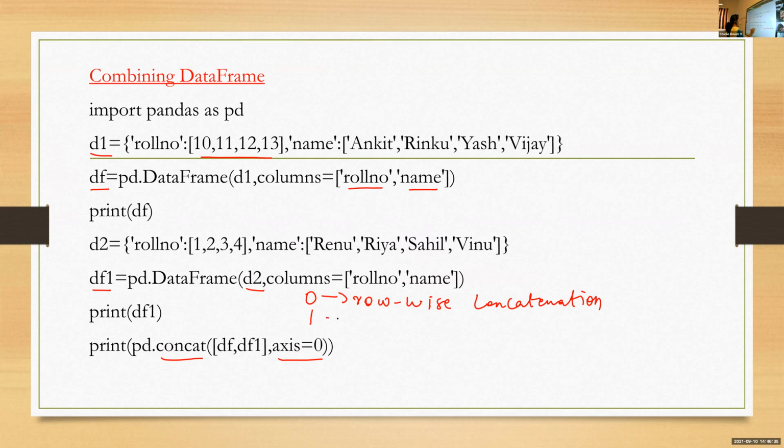If axis is equal to 1, it means column-wise concatenation. So for concatenating or joining two data frames, the built-in function used is concat. Within concat, two parameters are there. First, the data frames used for concatenation. We are using two data frames, df and df1, so first I will use df comma df1. After that, the second parameter is in which way you want to concatenate, either row-wise or column-wise. If you want row-wise, I will write axis equal to 0. If you want to join column-wise, then use axis equal to 1.